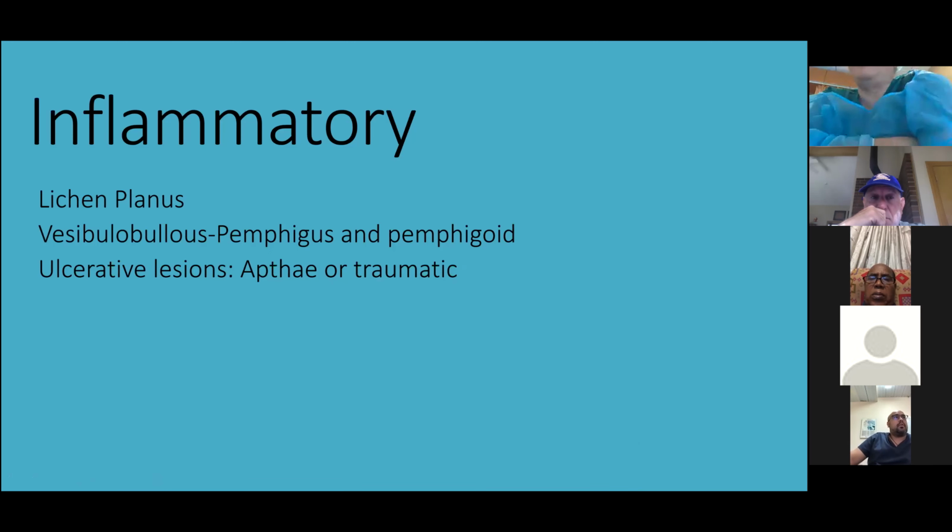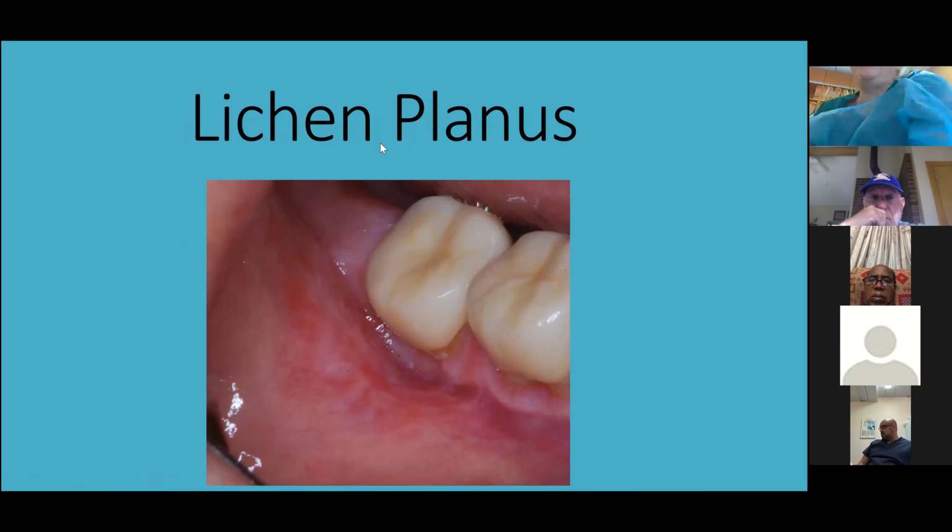Inflammatory lesions such as lichen planus, vesicular bullous, pemphigus, and pemphigoid lesions, ulcerative lesions such as aphthous or traumatic lesions are, of course, very common. Lichen planus, you can see the striae of Wickham, a very common lesion, posterior buccal mucosa. It can be in the gingiva, in the gingival tissues, down on the tongue. It can be found throughout the mouth.